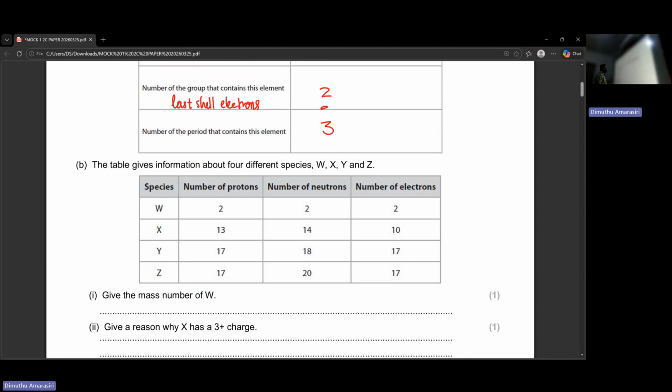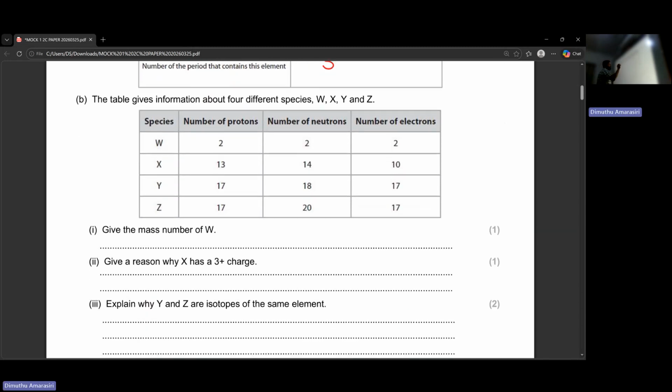And when you have a table like this, I have asked you to see the charges. This is zero charge, a neutral atom. You have three protons and 10 electrons. That means this is a +3 ion. This is a zero atom and a zero atom. And also you can see same number of protons, different number of neutrons. That means isotopes. These are isotopes.